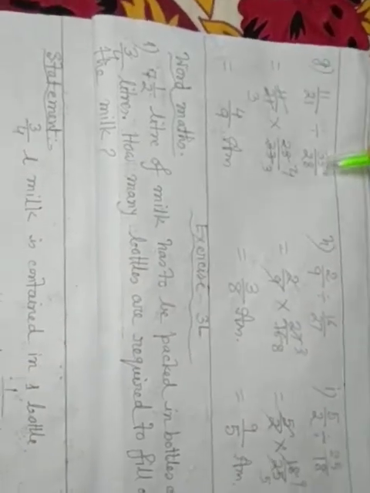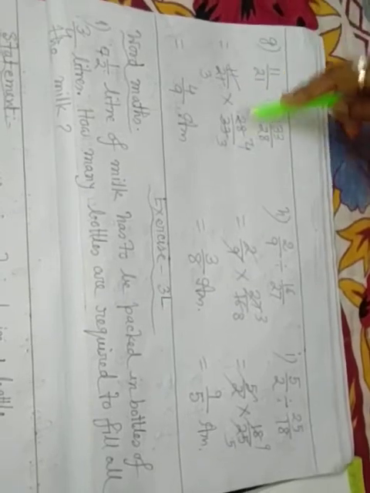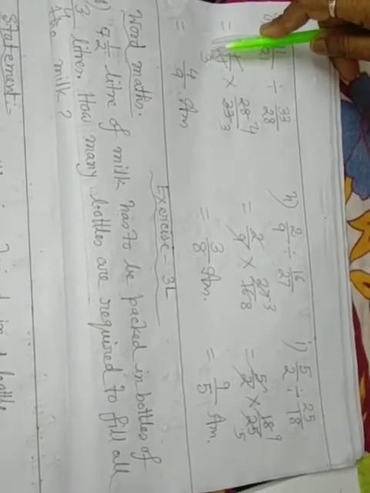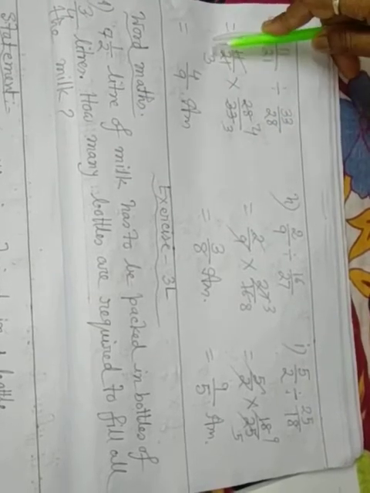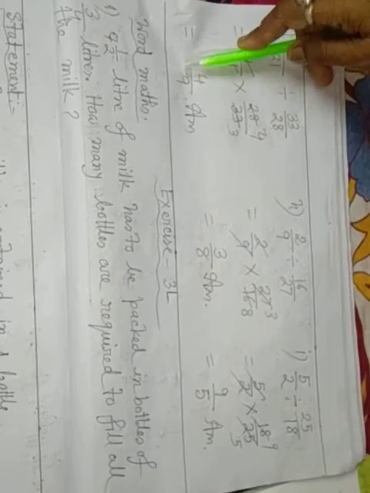G. 11 by 21 divided by 33 by 28: 11 by 21 into 28 by 33. 11 into 3 is 33, and 3 4s are 12, 7 3s are 21, 7 4s are 28, so 4 by 9 answer.